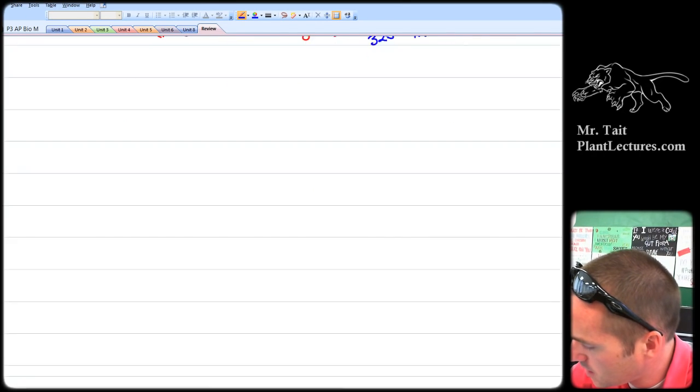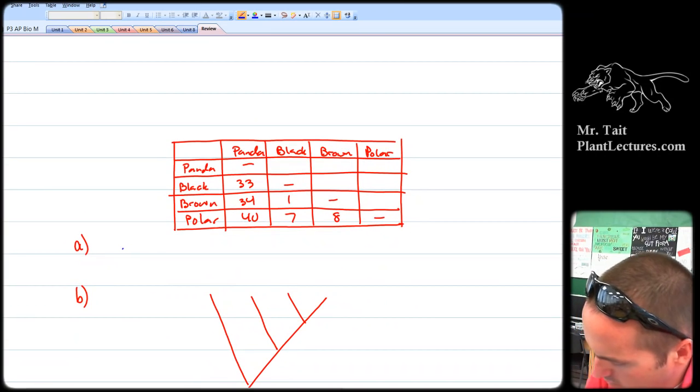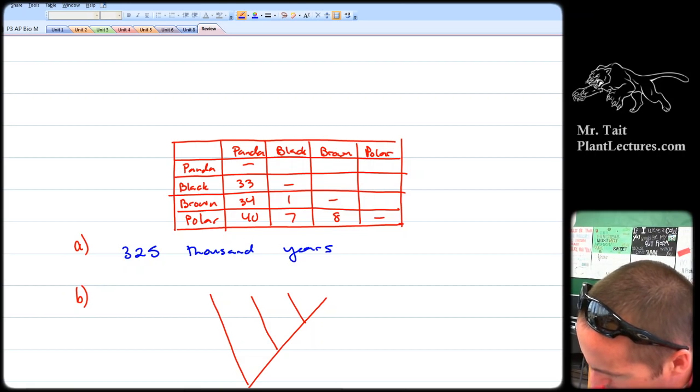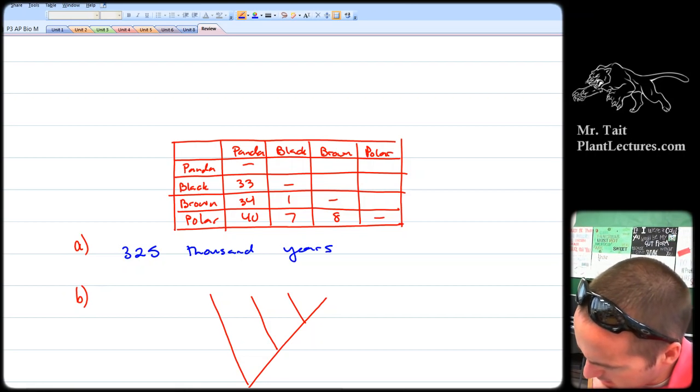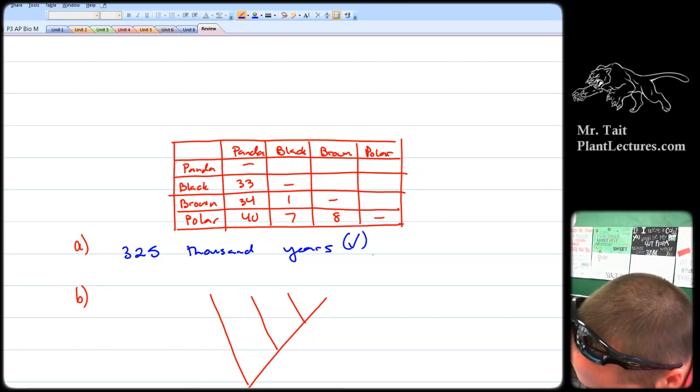There's probably going to be quite a big range for this. So we'll call it 325,000 years. And that was an estimate. Right, so that's 1 point here. So there's a 1 check there.